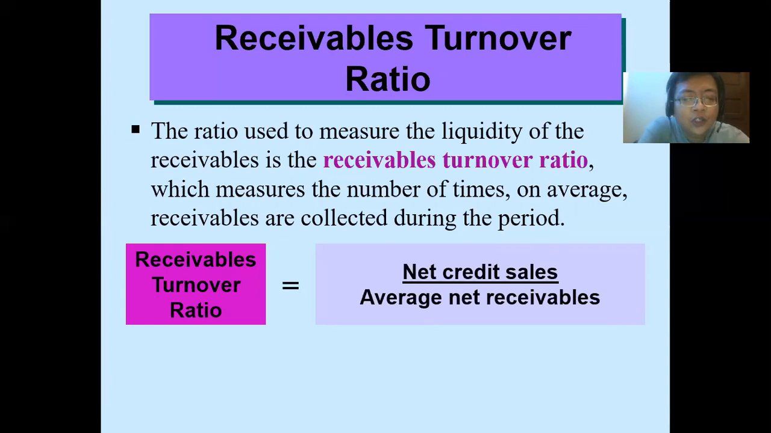Okay? You divide it by average net receivables. What do you mean by average net receivables? Last year receivables plus this year receivables divided by 2. Or beginning plus ending divided by 2. Okay. So, in standards, the higher the better. Why? Because you are able to sell efficiently and effectively. Okay?